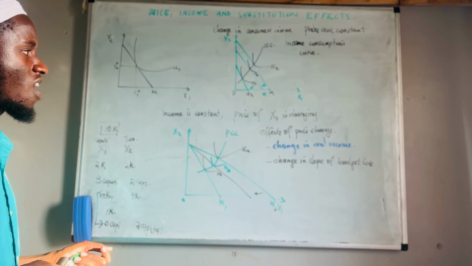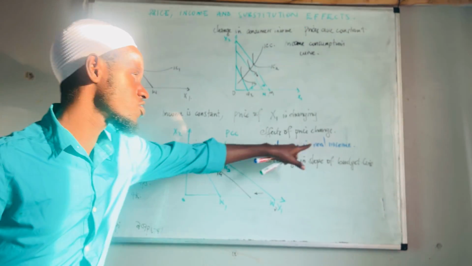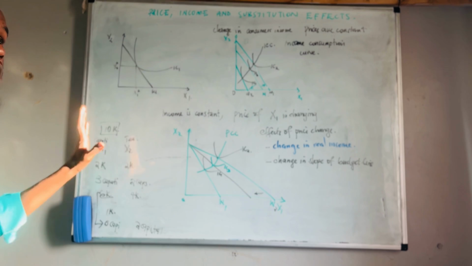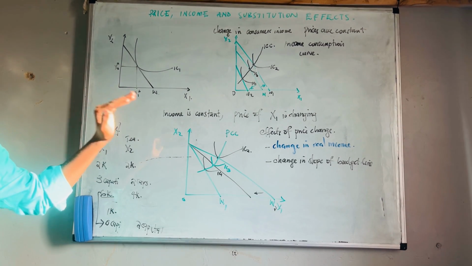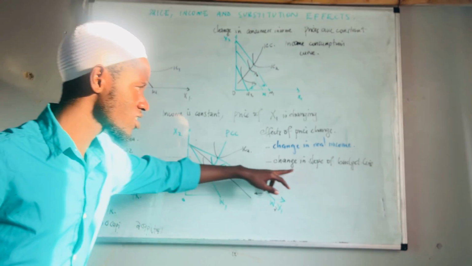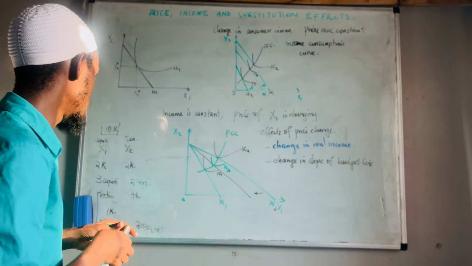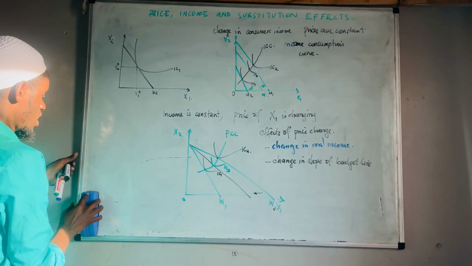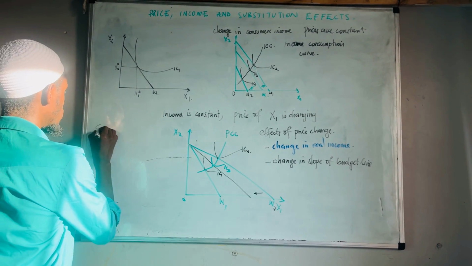I think I've tried to explain this change in real income. When there's a price fall, real income increases. Real income is the purchasing power of the nominal income, and then there's the change in the slope of the budget line. Remember the slope of the budget line? The slope equals P1 over P2.